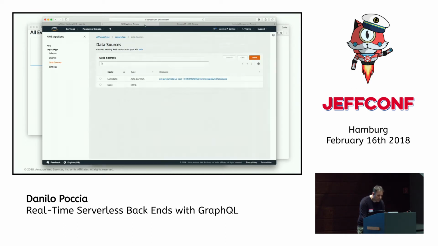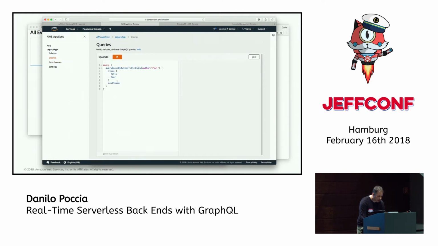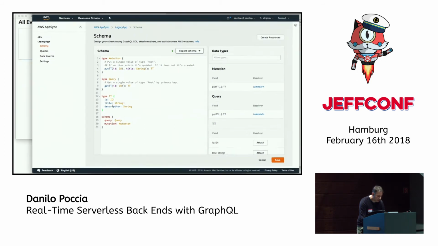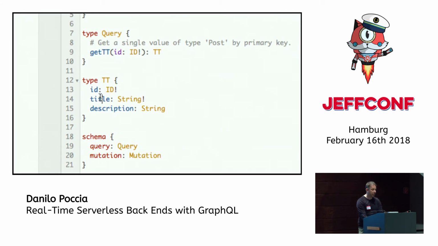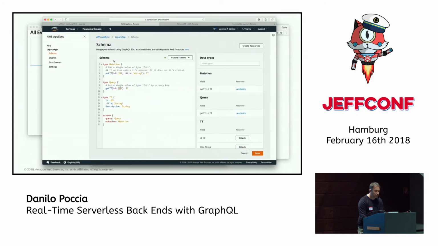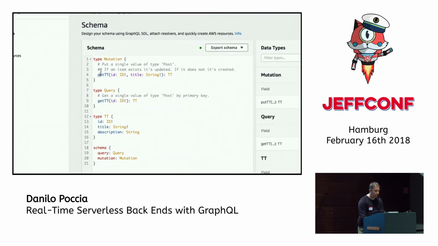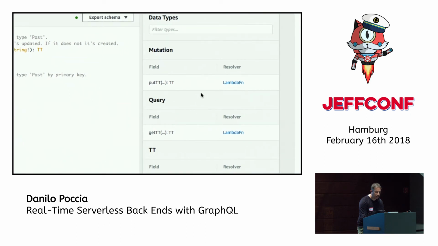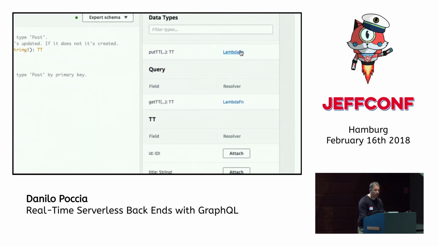So if we go back to the AppSync console, you can see the queries here and the schema. And in the schema, I created a trouble ticket object that contains those fields. So you have an ID, a title, and a description. The description is optional because you don't have the exclamation mark. And then I want to query these trouble tickets by ID. And I want to be able, sorry for the zoom, to put a new trouble ticket if I want, giving a title. And here on the right, I connected these two activities, get and put, to a Lambda function.